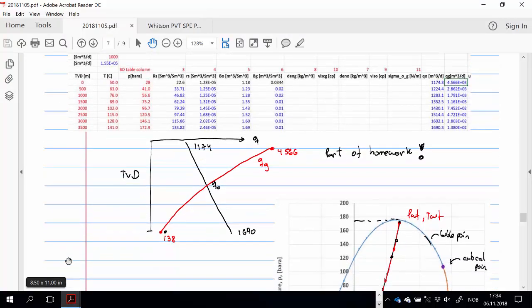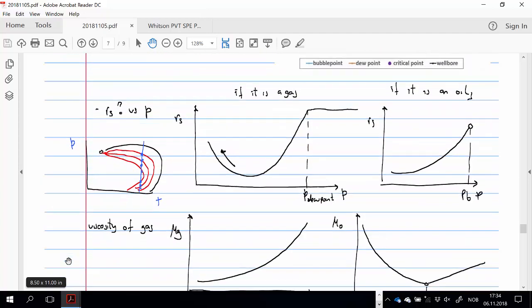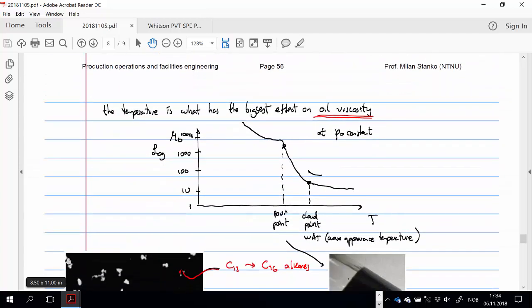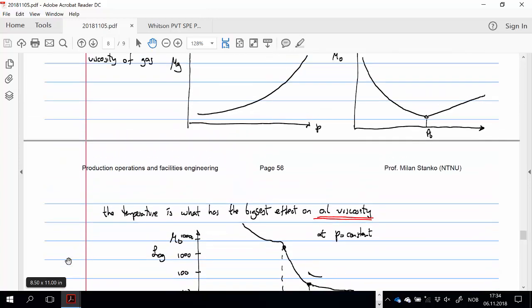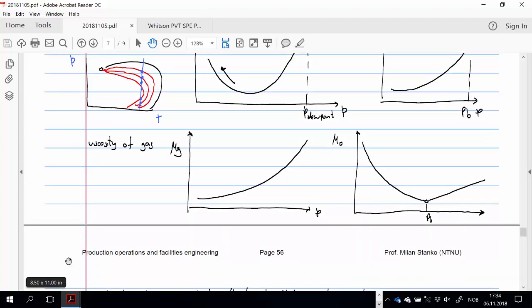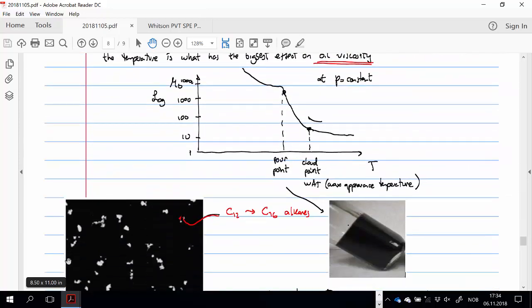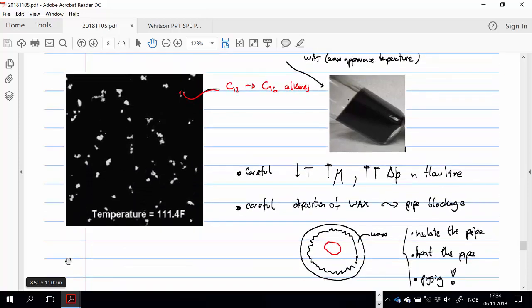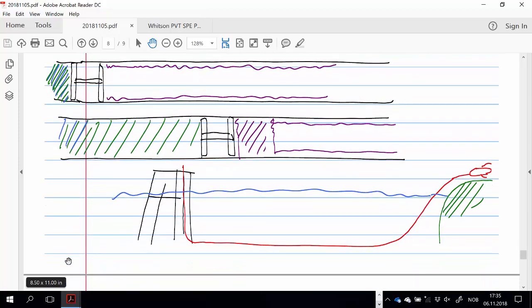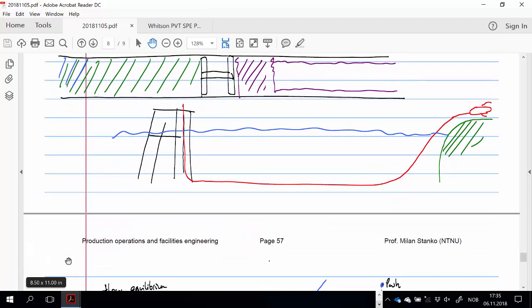Okay, now you know how to calculate local rate. We're going to use it very soon. I wanted to make a small comment on viscosity. We know it has some change with pressure, but the most important change is with temperature, because you have this wax problem. Okay, you have this wax issue. We talked a little bit about pigging and the complexities.